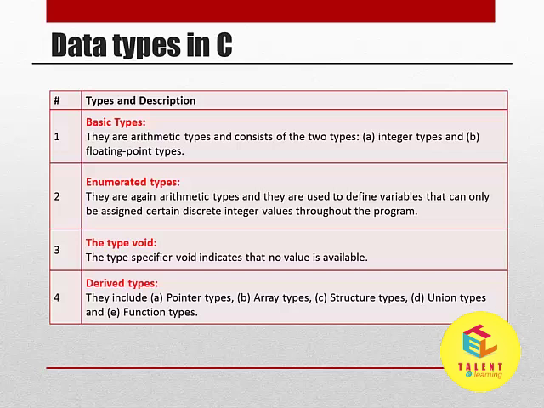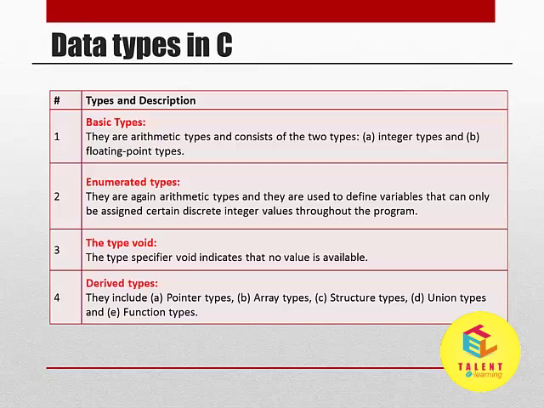First is basic types. They are arithmetic types, consisting of two types, integer and floating types. Second is enumerated types. They are again arithmetic types and they are used to define variables that can only be assigned certain discrete integer values throughout the program.